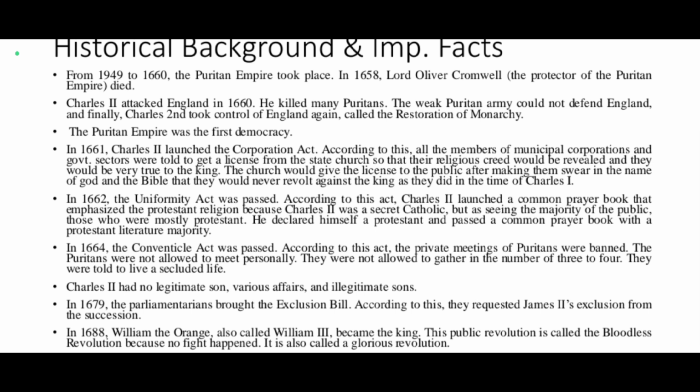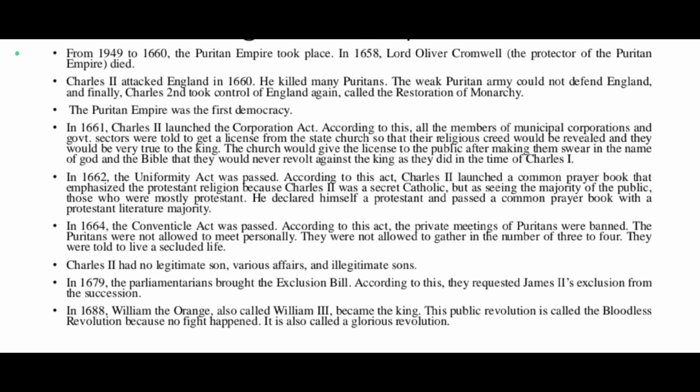In 1664, the Conventicle Act was passed. According to this act, the private meetings of Puritans were banned. The Puritans were not allowed to meet personally. They were not allowed to gather in numbers of three to four. They were told to live a secluded life. Charles II had no legitimate son. He had various affairs and a lot of illegitimate sons.